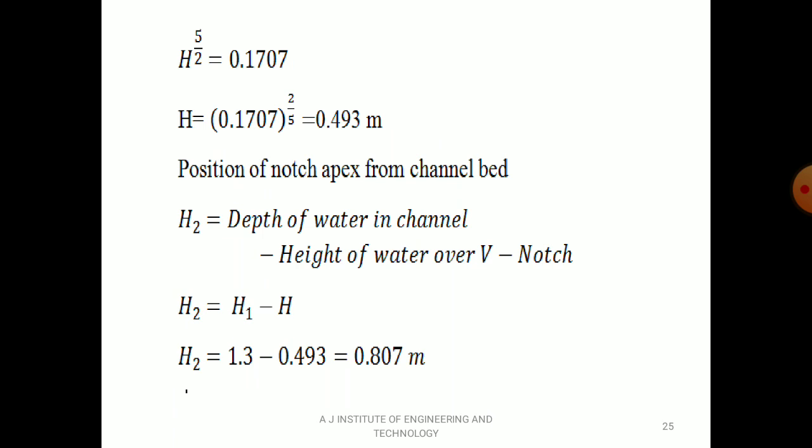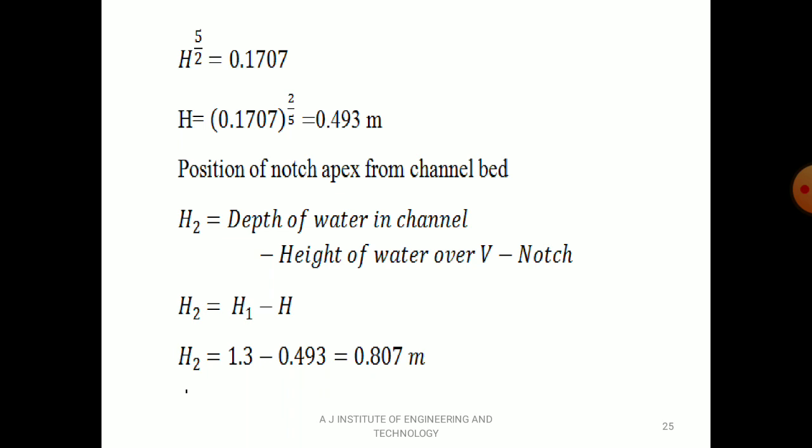Now H to the power 5 by 2 equal to 0.1707. Now we need H, so that can be done by raising to the power 2 by 5 to cancel the 5 by 2. Similarly, you raise the right hand side to the power 2 by 5. So H equal to 0.1707 to the power 2 by 5, that is equal to 0.493 meter.